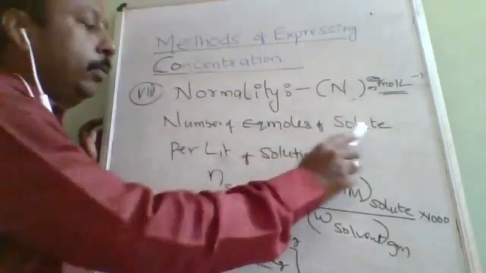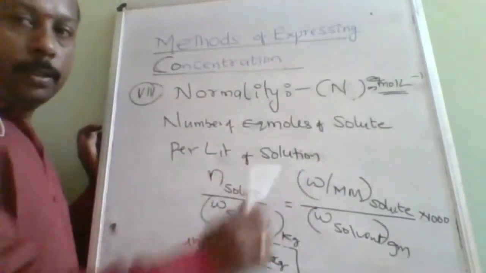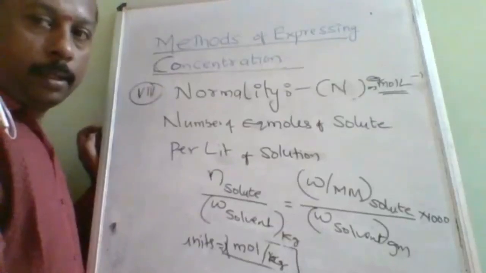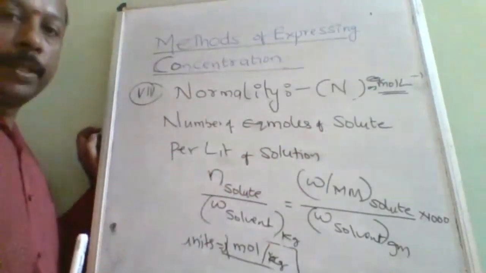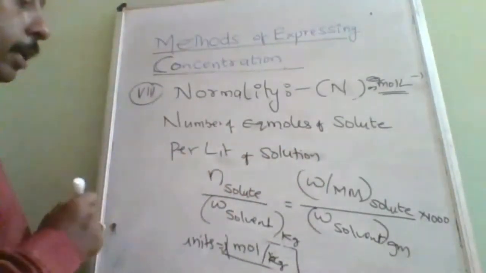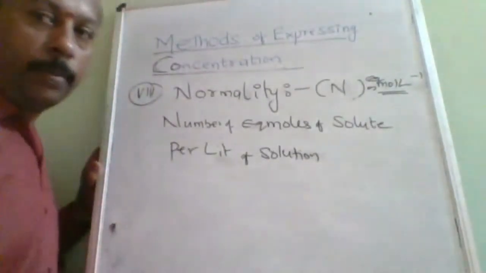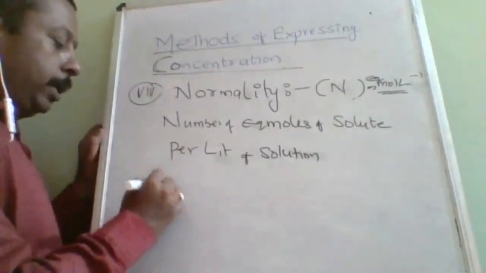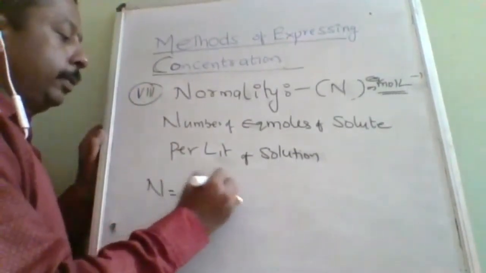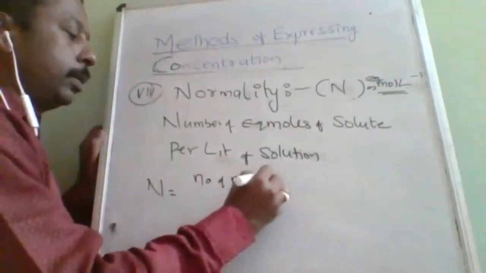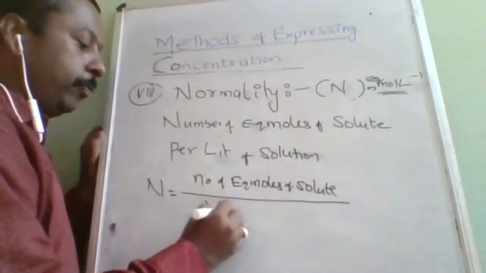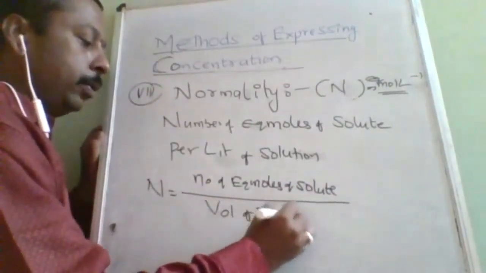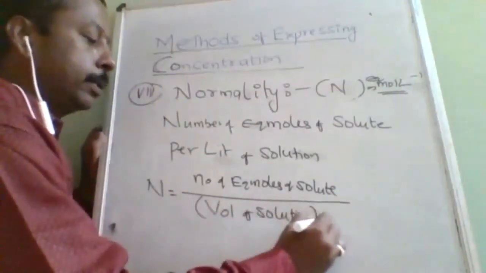So number of equivalent moles of solute per liter of solution. Okay. So everything is tracked here. So be careful. Number of equivalent moles of solute per liter of solution. Is it understood? Now see, the denominator part is changed. Now in the numerator part we have changed here. So normality is equal to number of equivalent moles of solute. Okay. Denominator part same, volume of solution. Volume of solution must be in liter.